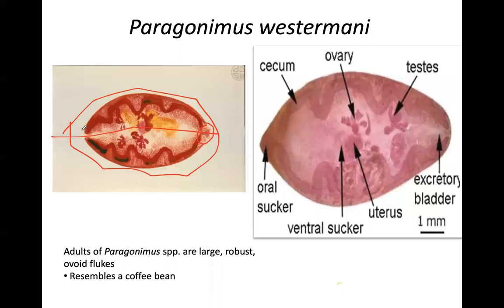And it takes things in, and the waste comes out here. So the oral sucker and the excretory bladder, it has its testicles. So these are the testicles. It also has its uterus and some ovaries, right? So it has a little ventral sucker here, if you could be able to appreciate it, just like what you see in the labeling on this side, right?